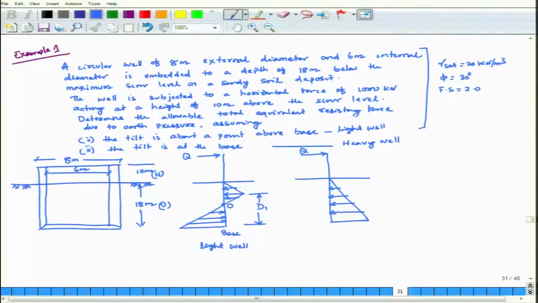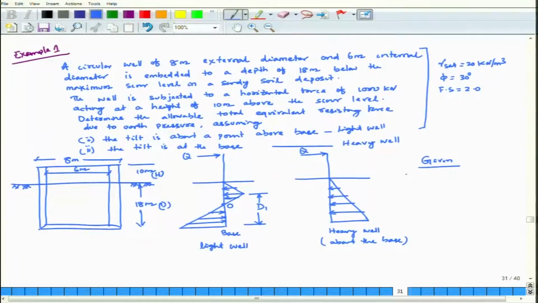Then this will be your about the base, that means this is your heavy well about the base. These are the things given. What are the things given in the question?